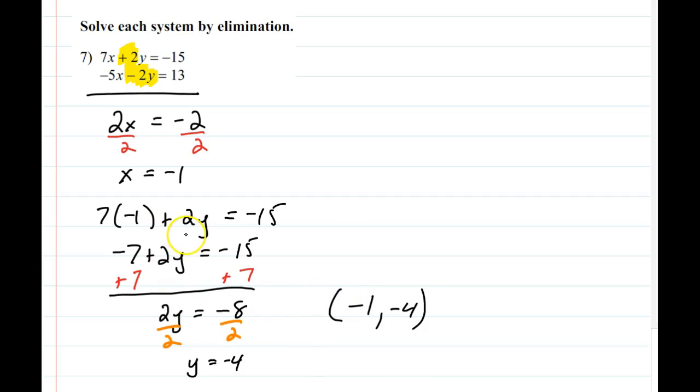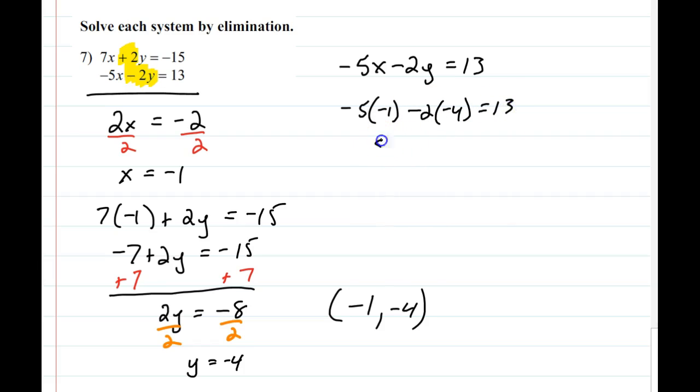So since I used the top equation to get my answer, I'm going to use the bottom equation to check my answer. So negative 5 times negative 1 minus 2 times negative 4. So does 5 plus 8 equal 13? That's a yes.